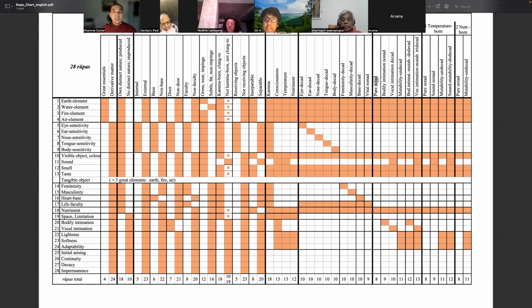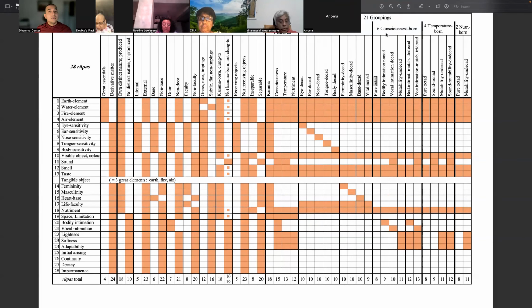Temperature? No. This is consciousness born, no? Oh, consciousness. Yes, of course. There's a pure octad in temperature as well. So what would this pure octad be? What do you think? Is it the very first consciousness born Rupa?